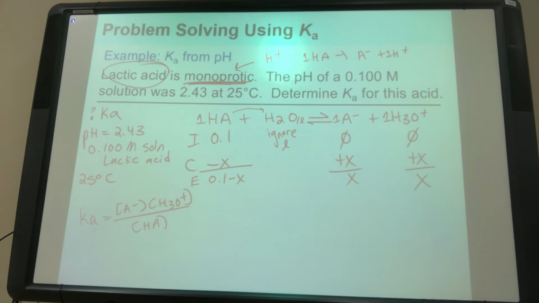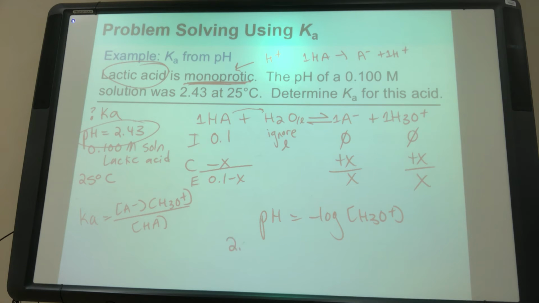Now, if I'm trying to find my Ka, I need to find X so I can plug these numbers into my A minus, my H3O plus, and my HA. So I need something that's going to help me. What else did they give me? They gave me the pH. Does that relate to HA, A minus, or H3O plus? It relates to H3O plus, because pH is the negative log of my H3O plus. So if I have the pH, I can find the H3O plus, which is X. So I can find my X.